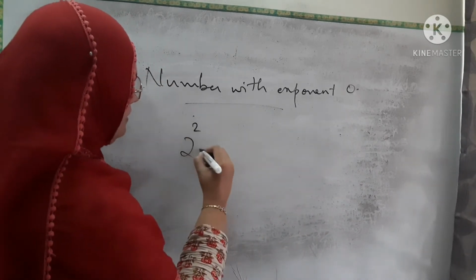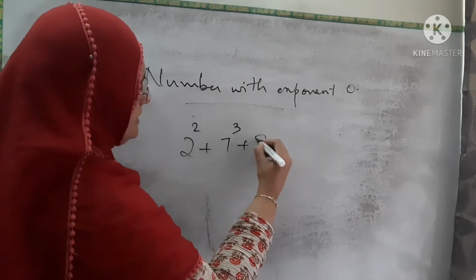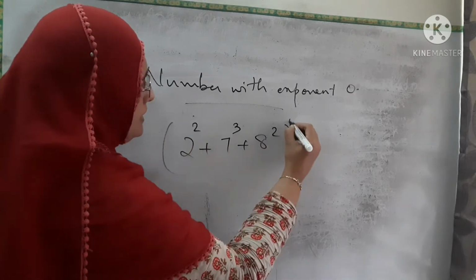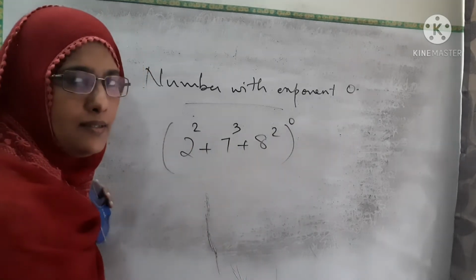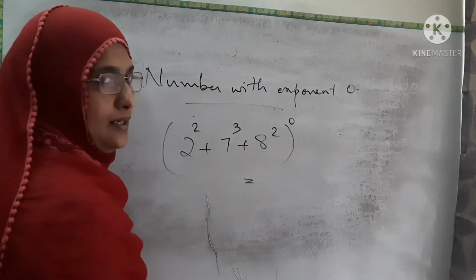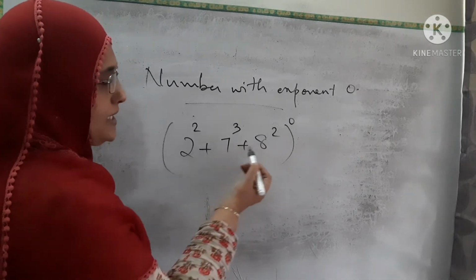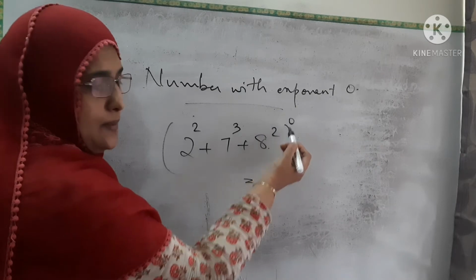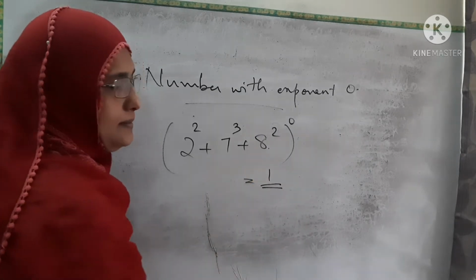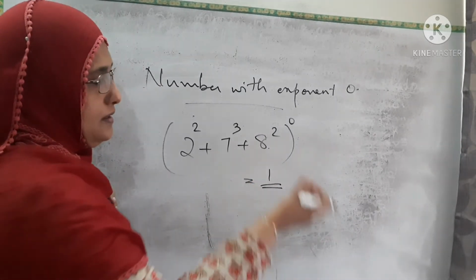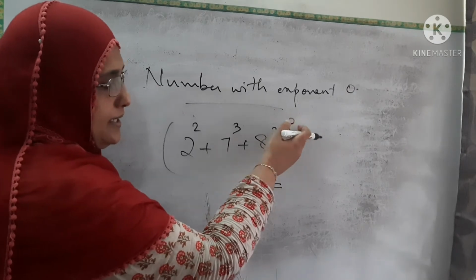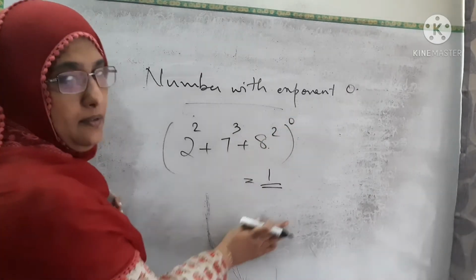Or 2 square plus 7 raised to 3 plus 8 raised to 2, the whole raised to 0. Then what is the answer? Whatever be the number here, that raised to 0 will come. So the final answer will be 1. Understood? If the exponent is 0, in any case, the answer will be 1.